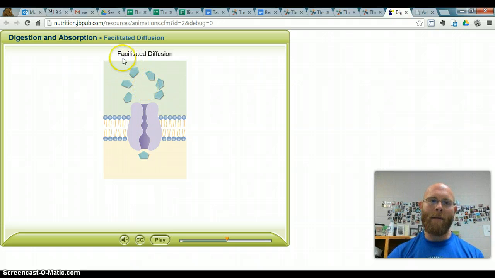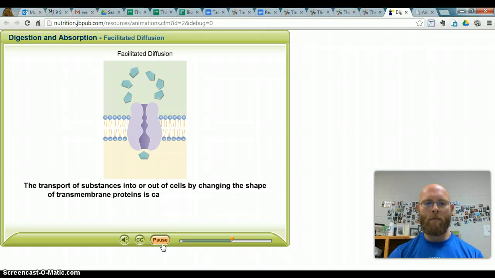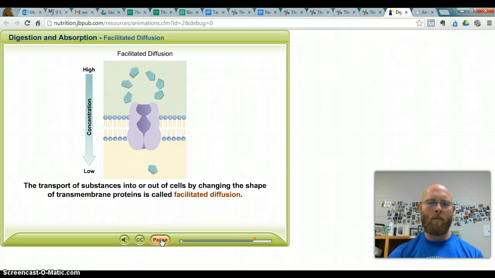Again, to facilitate means to help. So this protein is helping this molecule get across, even though it's still diffusing, going from high concentrations or high amounts to low amounts, requiring no energy. So it's still considered a form of passive transport. So again, that's facilitated diffusion. This process is called facilitated diffusion. In facilitated diffusion, substances are moved from an area of high concentration to an area of lower concentration.